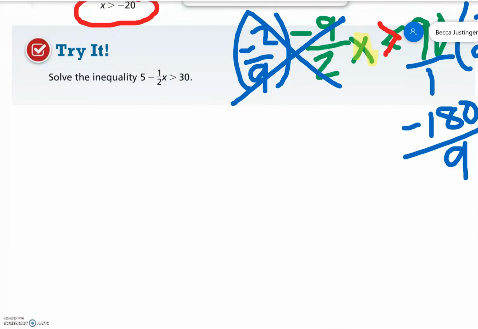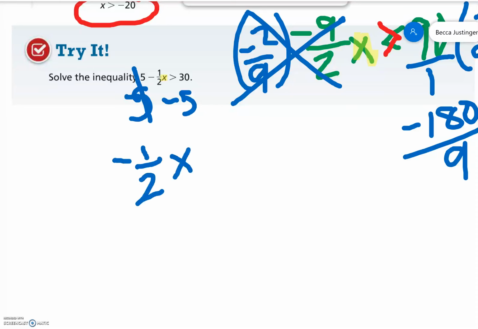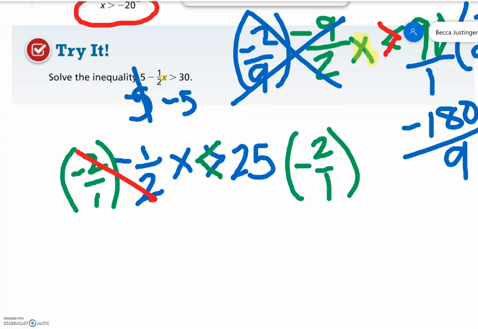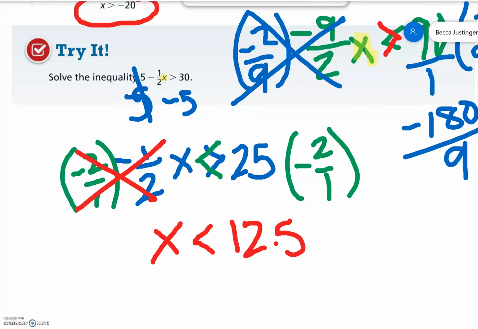Let's try it. Solve the inequality 5 minus 1/2 x is greater than 30. So I'm going to get rid of that 5 first. It's positive, so I'm going to subtract it. Cancels out, and I get negative 1/2 x is greater than 25. I want to cancel out the negative 1/2, so I multiply by negative 2 over 1. I'm multiplying by a negative, so I know I have to switch my inequality sign. These fractions cancel each other out. I have x is less than 12.5.